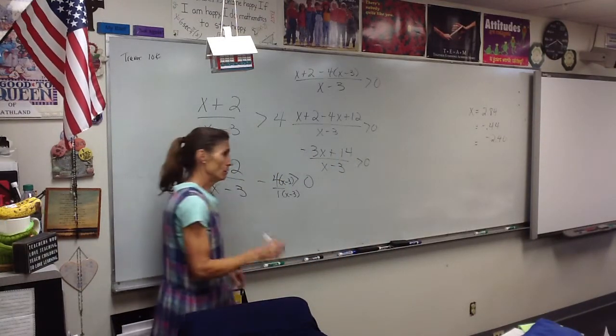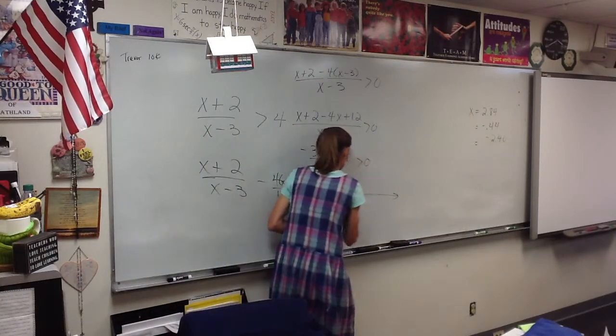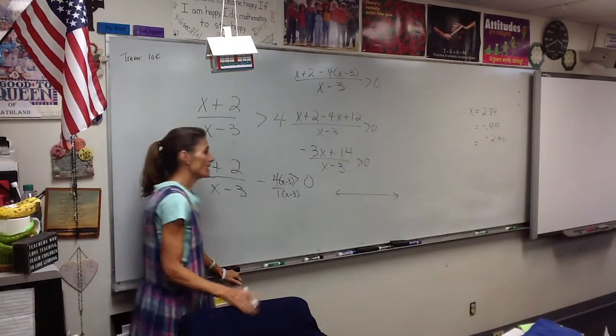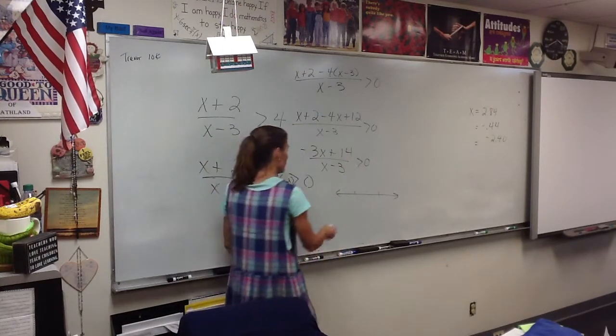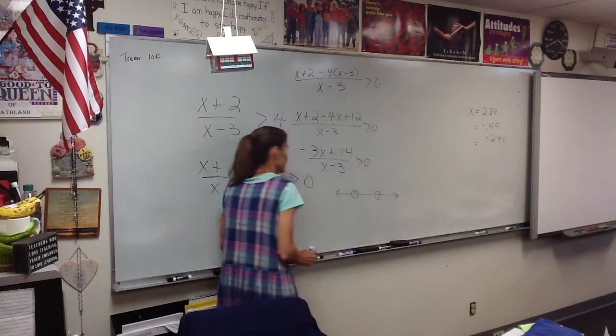Okay, now, I want you to draw a number line. And I want you to put 2 dots on the number line. 2 open dots on the number line.